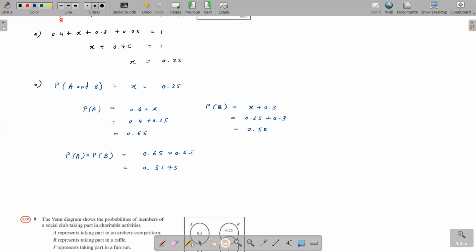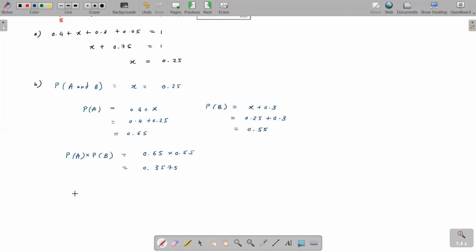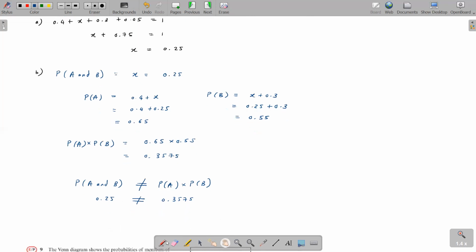So what does that tell you? What do we understand from here? Does probability A and B match with P(A) into P(B)? No, right? Because you can see probability of A and B is 0.25. That doesn't match with 0.3575. I mean, the two answers are not equal to each other. So because they are not equal, what do we conclude? Therefore, A and B are not independent. Is this clear? Okay, so this is the answer for the question.